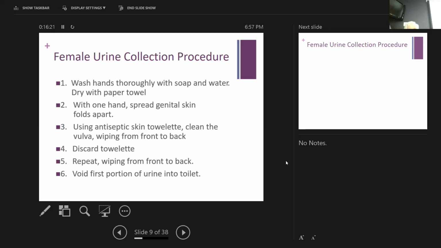That's a great way to contaminate your specimen, but also a great way to give yourself a urinary tract infection. In fact, it's why women are more susceptible to UTIs than men, because unless they are cleaning themselves properly after bowel movements, they can transfer gut bacteria, mainly E. coli, into the genital area. So it's always a good idea to do that.